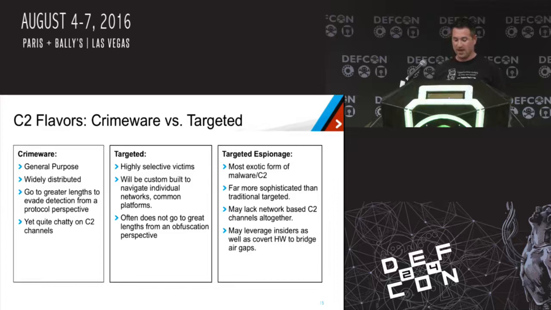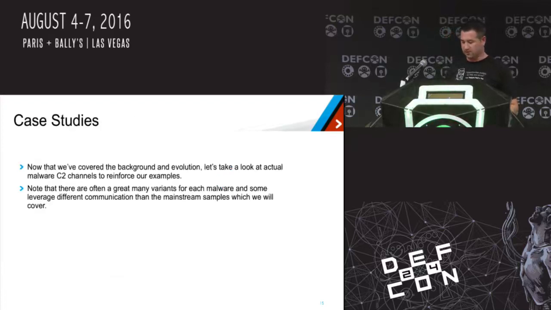In some cases they may lack C2 altogether, but if you think about the Stuxnets and the Flames and the Duqus and others, there can be some pretty sophisticated command and control that can happen, and even insider threats to basically make those work. So now we've covered some evolution, things that we've seen historically over time. We talked about some of the different components of malware. Let's dive into a bunch of different case studies and look at how different pieces of malware are communicating with command and control.